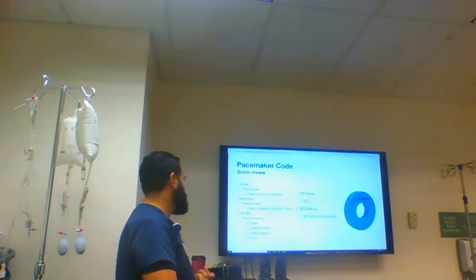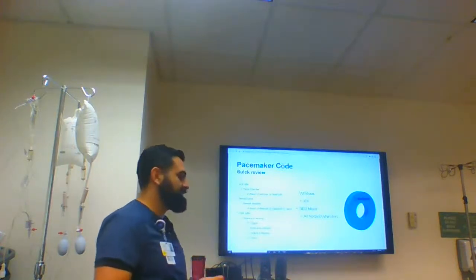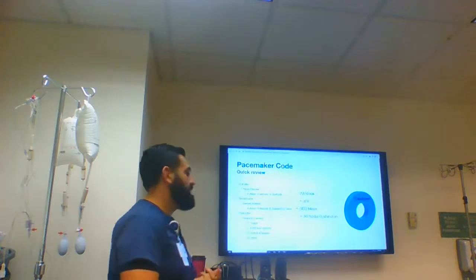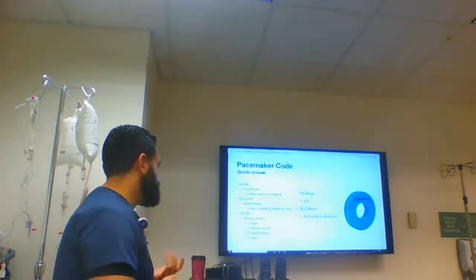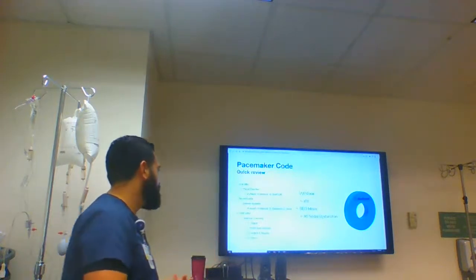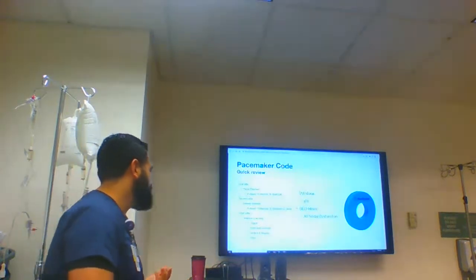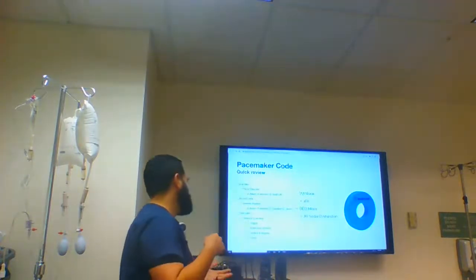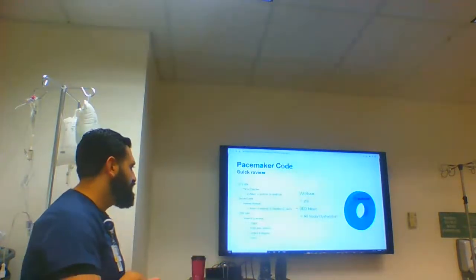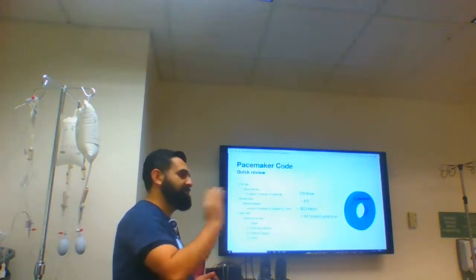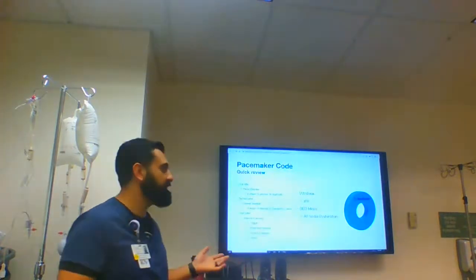Okay, so your first letter is what chamber is being paced, right? So you're going to have either an A, V, or a D, which is either the atria, the ventricle, or both, right? The second letter is which chamber is sensed, and again, you're going to have either A, V, dual, or none, right? We can have such a thing as we just want a patient to do this, so we don't need to sense anything, all right?